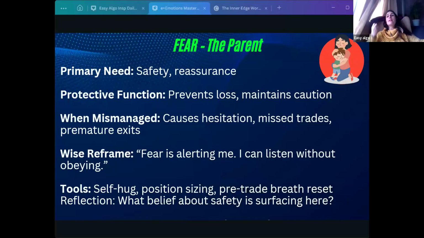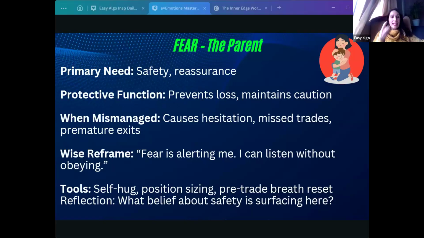The primary need behind the emotion of fear is safety and reassurance. Okay, that's a good thing to know when I feel afraid. The protective function is, so obviously we're applying this specifically to trading, but look at this in all aspects of your life. It's to prevent loss, right? Because remember, financial loss is messing with your security, is messing with your survival, and it maintains that caution. But when this fear is mismanaged, it's going to come up as hesitation, missed trades, premature exits. Okay, it's going to come up in all these ways.